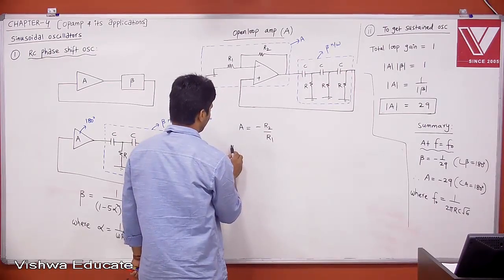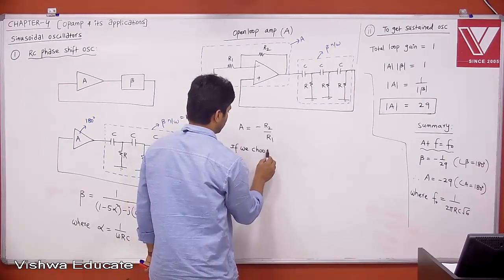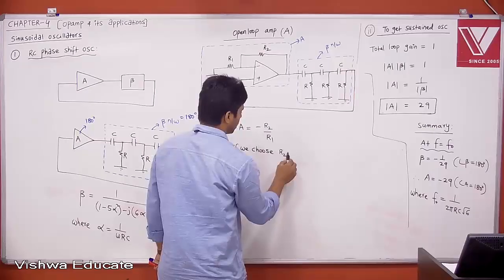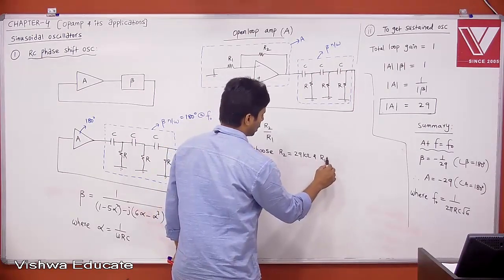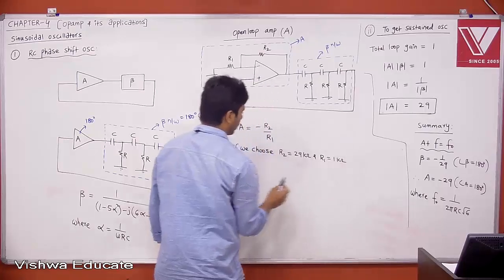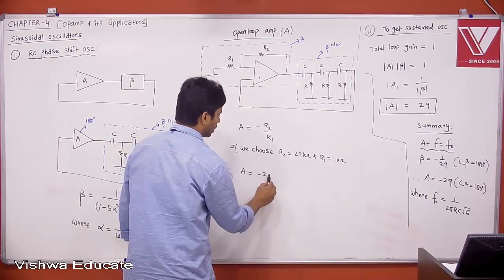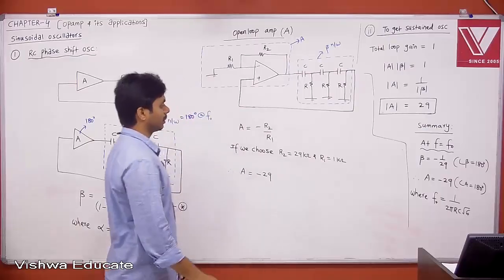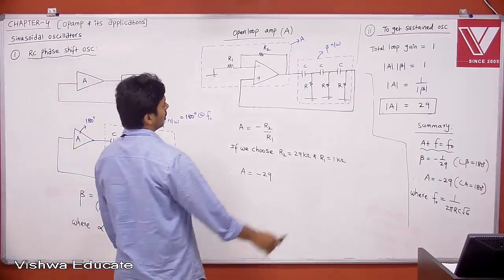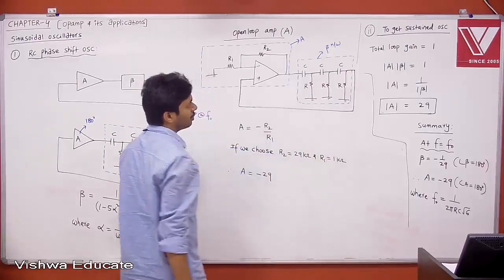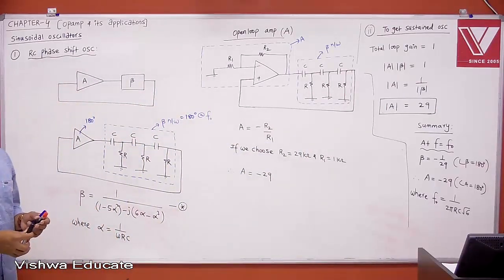If we choose R2 equal to 29K and R1 equal to 1 kilo ohm, then the open loop amplifier gain is equal to minus 29. When you get minus 29 and the beta network gives minus 1 by 29, then overall A beta is equal to 1. Therefore, you are going to get oscillations.